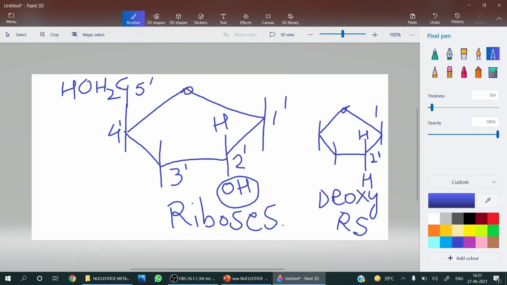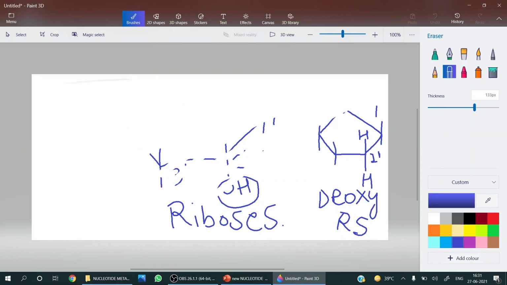This is present in DNA, and this is ribose sugar. This is present in RNA. It is H and OH. So this is how numbering can be done in the case of sugars. Now we will see the different nitrogenous bases.